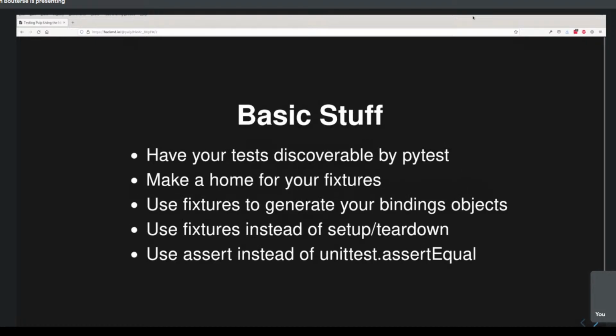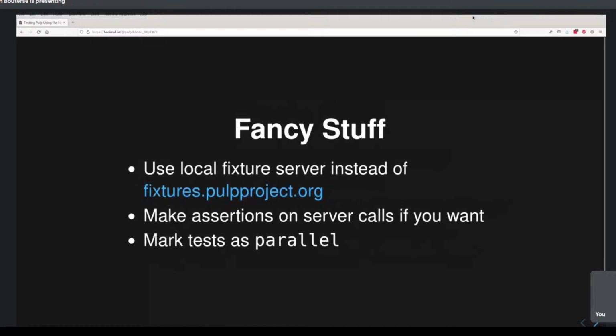This is some of the basic stuff that we're going to go through today. This is the agenda. We're going to look at how to make your tests discoverable by Pytest, how to make a home for your Pytest fixtures, how to use fixtures to generate bindings objects, and how to use Pytest fixtures instead of the setup and teardown patterns that unittest provides. And then we're going to look at using assert instead of assertEqual, which makes your test code assertions cleaner.